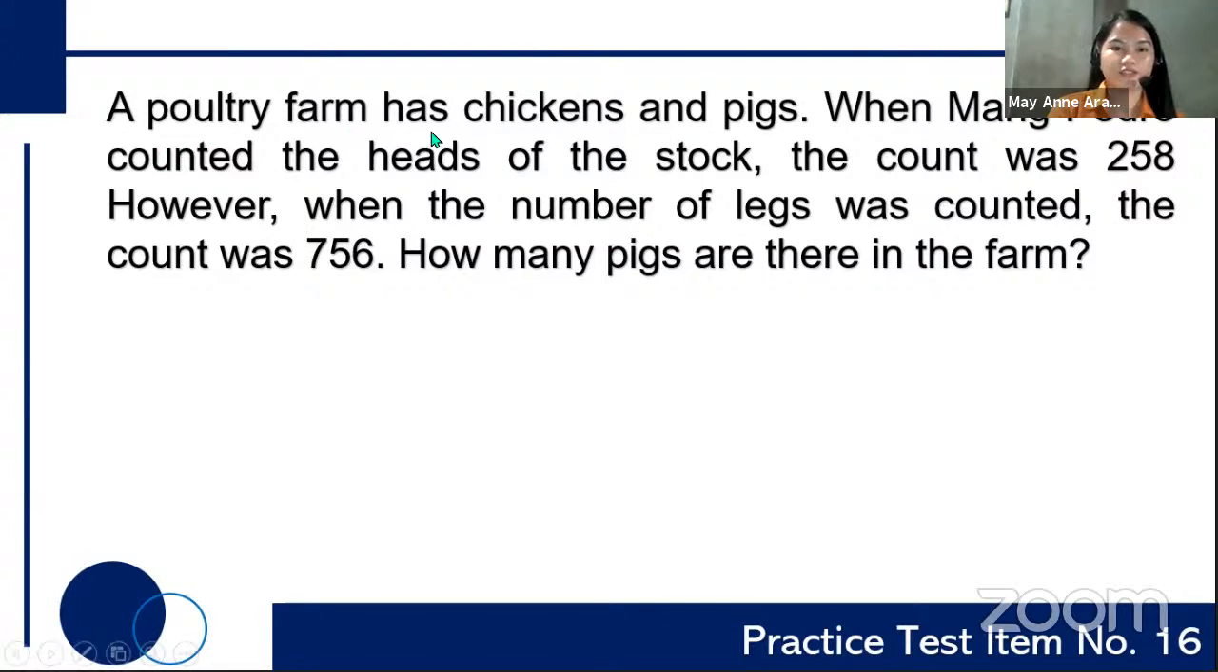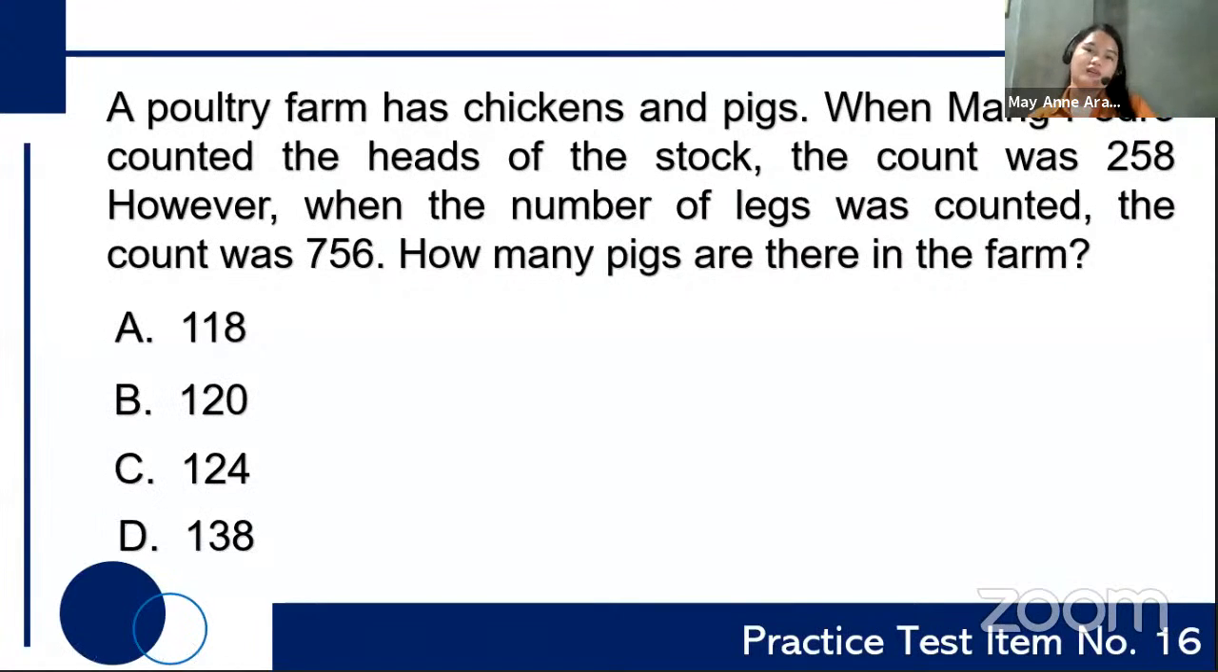Okay, a poultry farm has chickens and pigs. When Mang Pedro counted the heads of the stock, the count was 258. However, when the number of legs was counted, the count was 756. How many pigs are there in the farm? So these are the choices. A, 118, B, 120, C, 124, and D, 138.